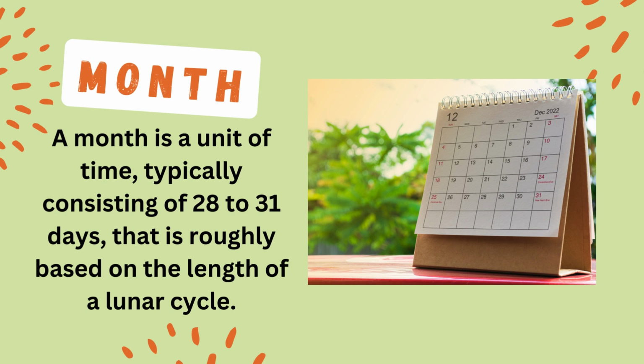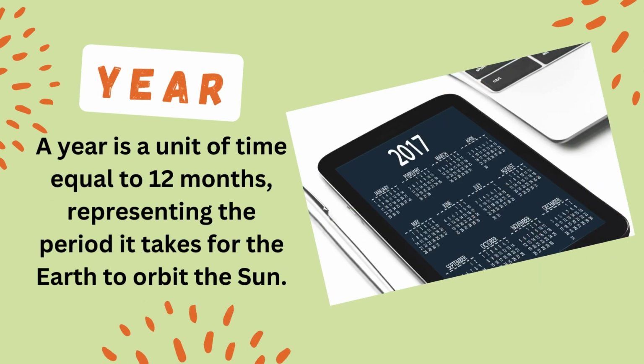Month. A month is a unit of time, typically consisting of 28 to 31 days, that is roughly based on the length of a lunar cycle. Year. A year is a unit of time equal to 12 months, representing the period it takes for the Earth to orbit the Sun.